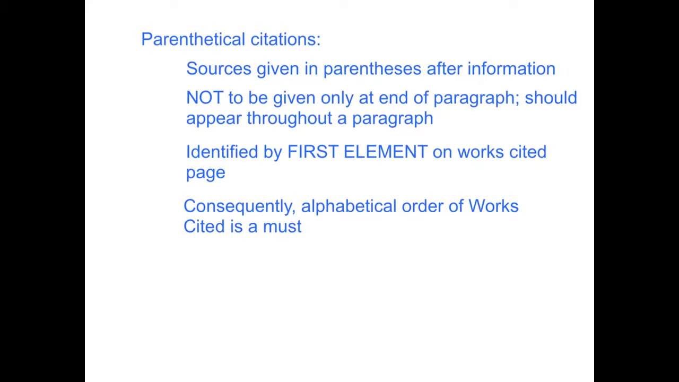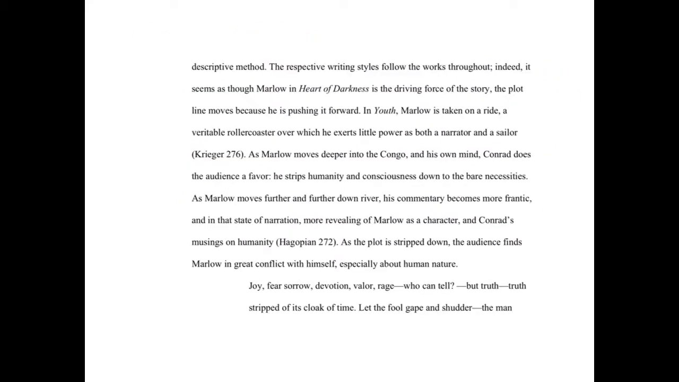So maybe this sounds straightforward enough, but let's see how it plays out in a real example. What I have here is a screenshot of a real paper from one of my students several years ago. This is an AP research paper. If you take a look at just the image I have of this student's paper, you will probably notice that he's cited a couple sources here. He cited a source from Krieger on page 276 and Hagopian on page 272. So I've found these parenthetical citations, these citations in parentheses after he's presented information. What I'm going to do now is turn to this kid's works cited page and see how well they match up.